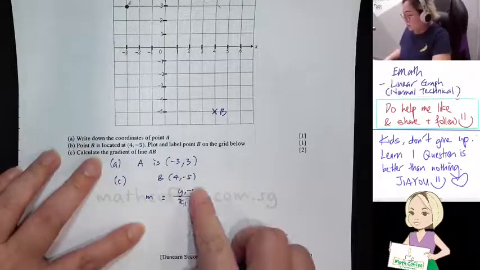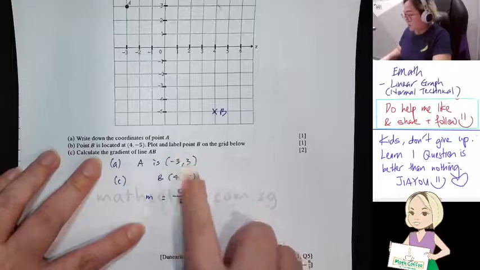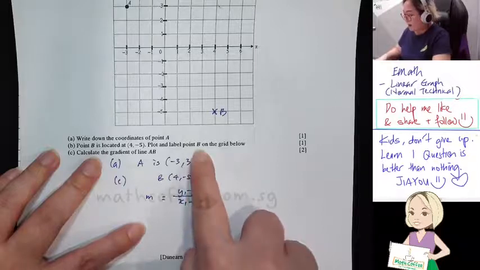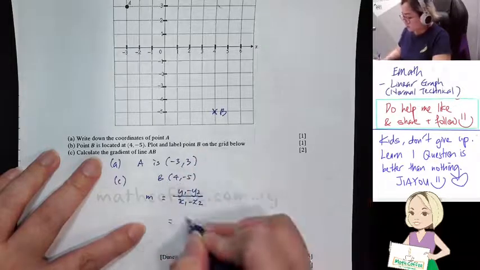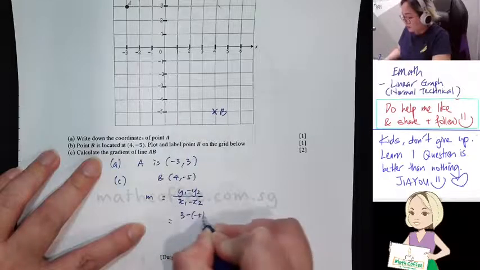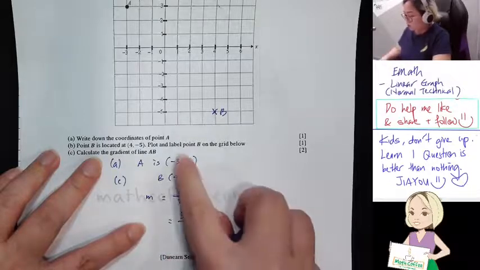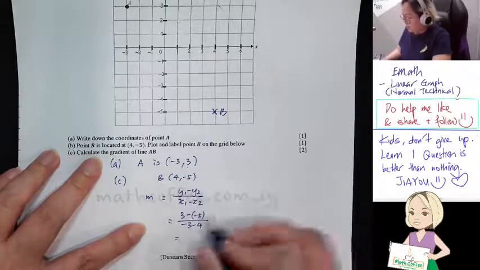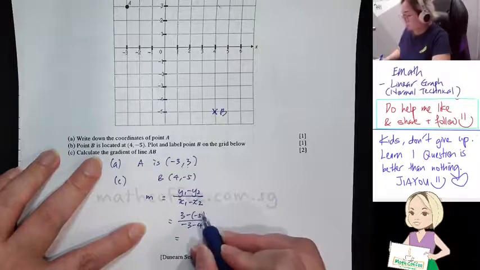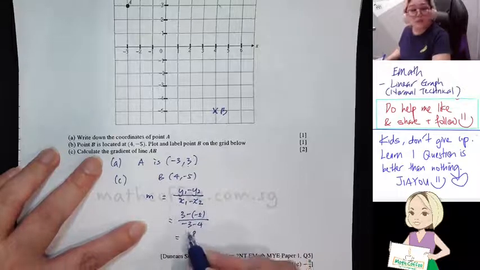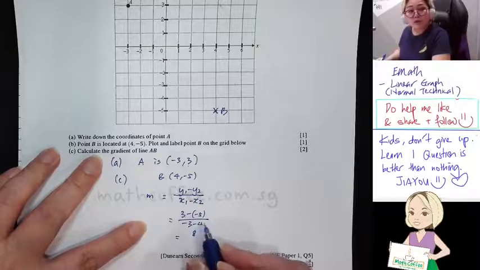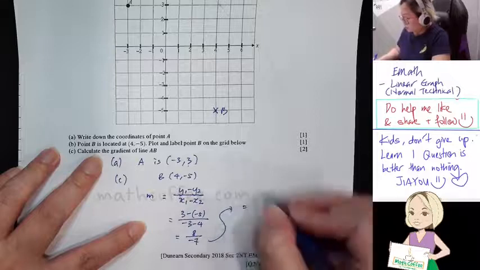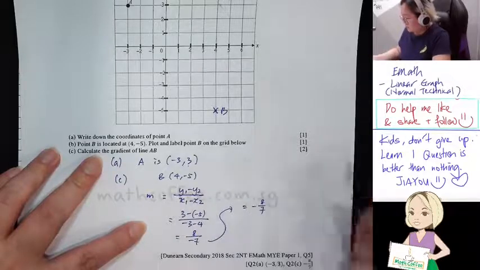So what is y1, what is y2? This one is your point A, this is your point B. Y coordinate 3 minus negative 5. x1 minus x2, so it's negative 3 minus 4. In the end, 3 minus negative 5 means it's plus 5, so it becomes 8. Denominator, negative 3 minus 4 is negative 7. So it's over negative 7. In the end, my gradient is negative 8 over 7. Done.